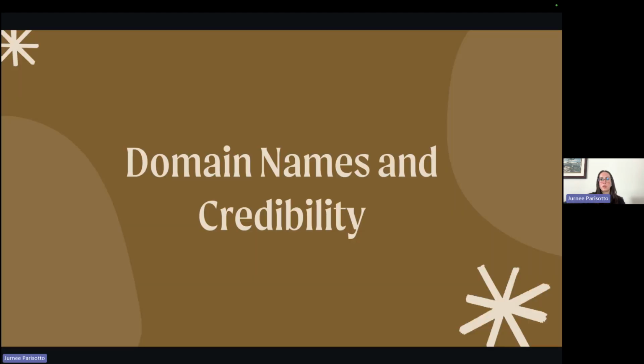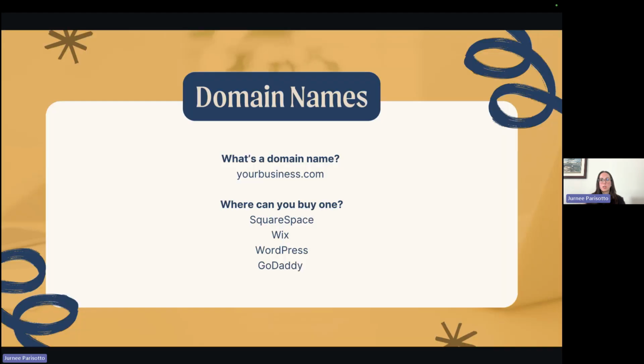All right, domain names and credibility. So what's a domain name? It's going to be yourbusiness.com, .ca, whatever the case may be. You can buy one on any of the below listed sites. So the Squarespace, Wix, and WordPress, when you're building your website, you can actually do everything right in there.